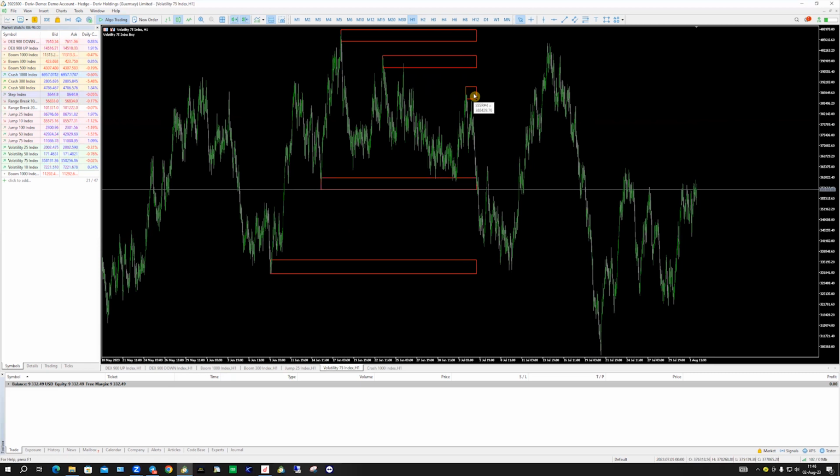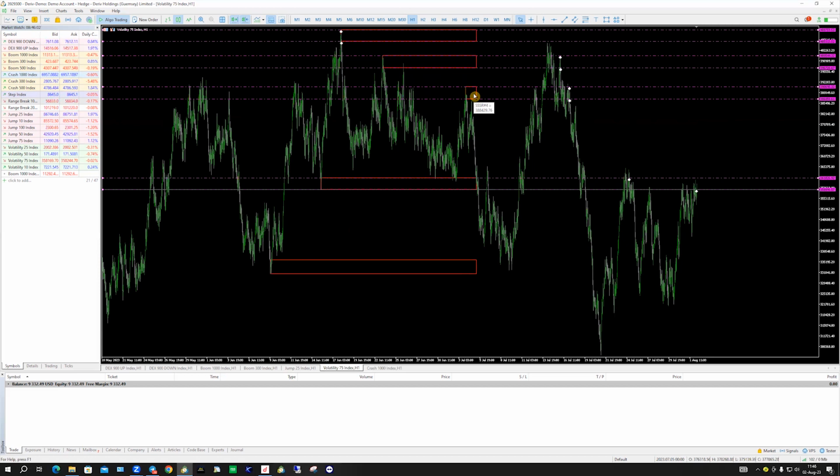So when you want to trade only those key areas, the good thing is that you can adjust the system to trade only the swing low and the swing high.